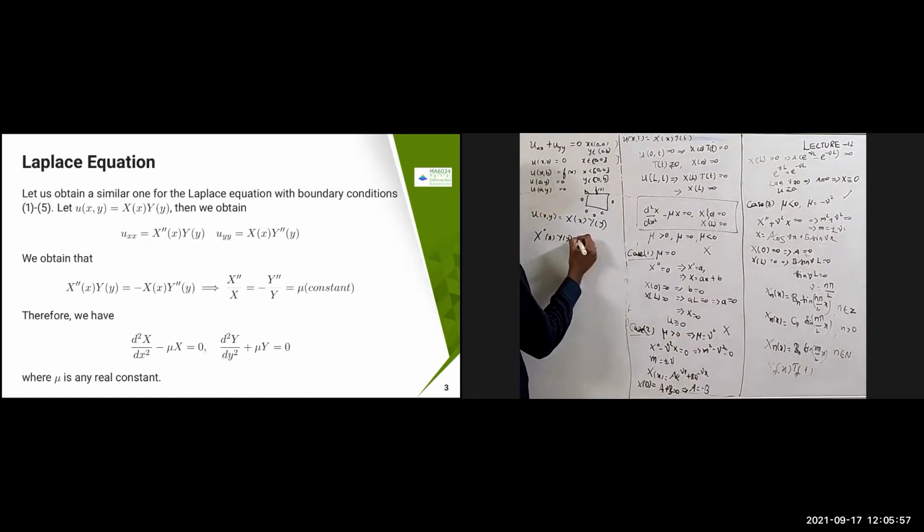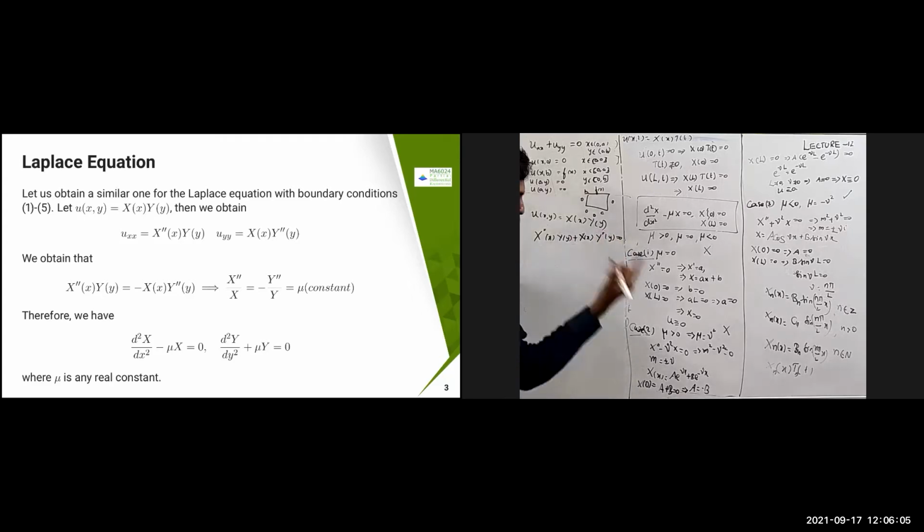Same kind of thing, plus x of x into y double dash of y equal to 0 is going to come. Again, I'm going to assume the same thing. x y not equal to 0, x and y are not equal to 0. If x and y are equal to 0, automatically this is going to be 0. That means a trivial solution is going to come. I'm not interested in the trivial solution. So you are going to do the same kind of thing.